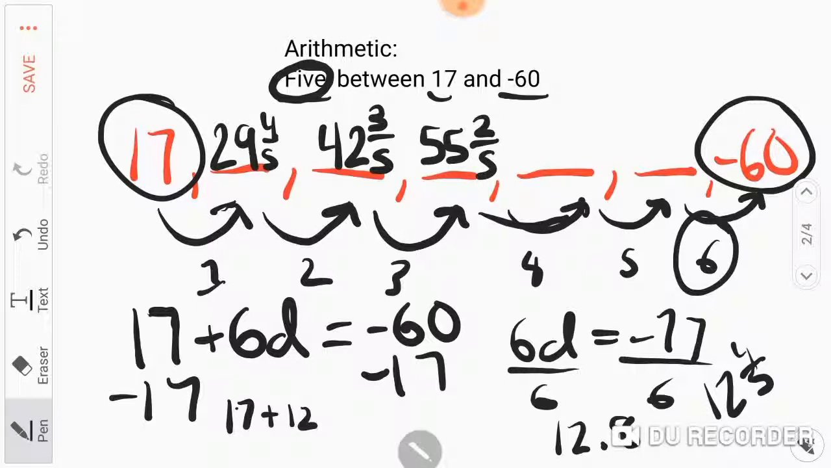And then I think you kind of get the pattern. So then we'll have here 78 1/5, and then we will have 91. Oops, 91. All right.